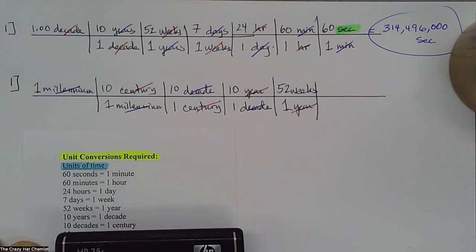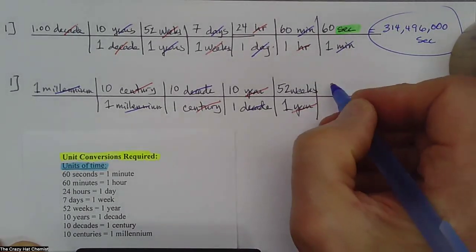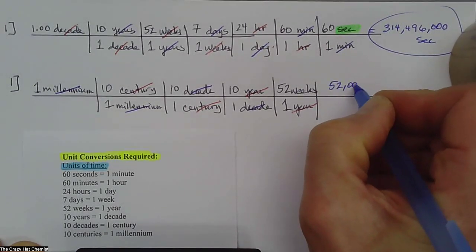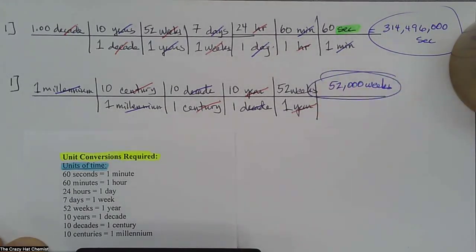And we're going to get 52,000. Our answer is 52,000 weeks. Perfecto. Awesome. Hopefully everybody's good with that. And let's continue on with the next problem here.